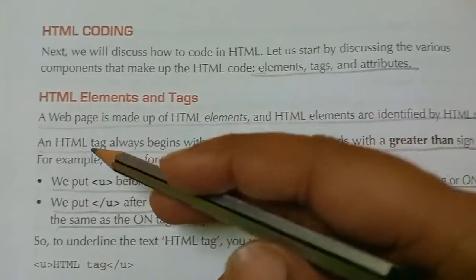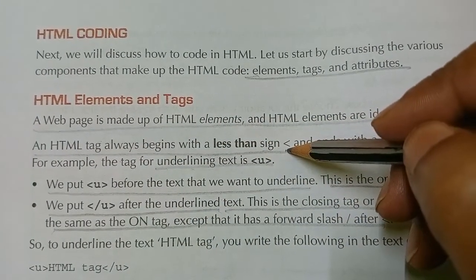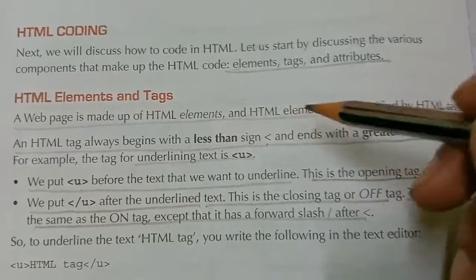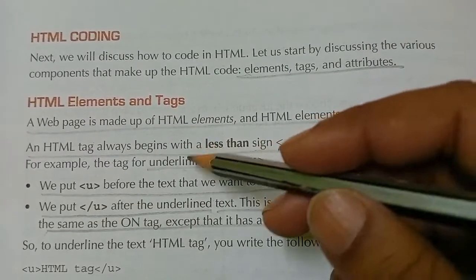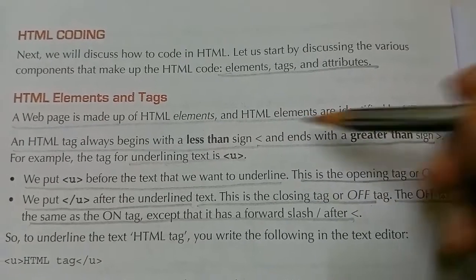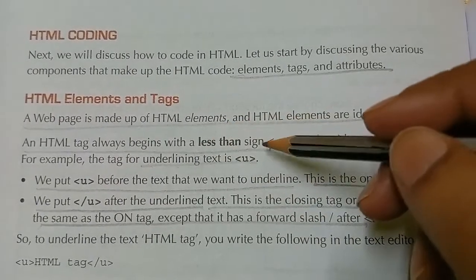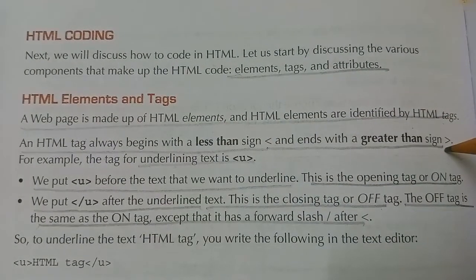So an HTML tag always begins with a less than sign. This is the first thing you have to know very nicely. This is the way of writing. So an HTML tag will start with a less than sign and end with the greater than sign. These two signs are very important in HTML. So every tag will start with less than and close with greater than sign.